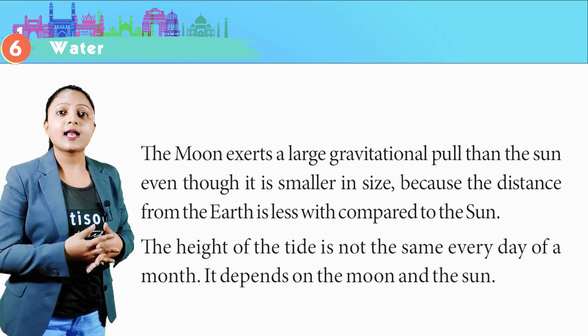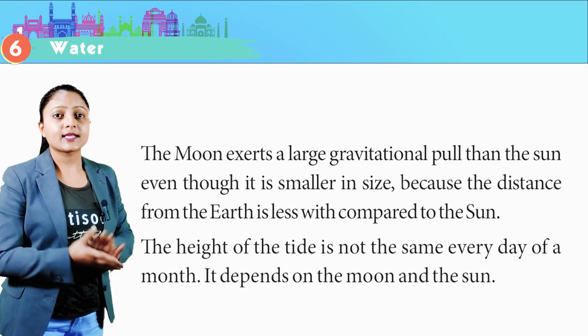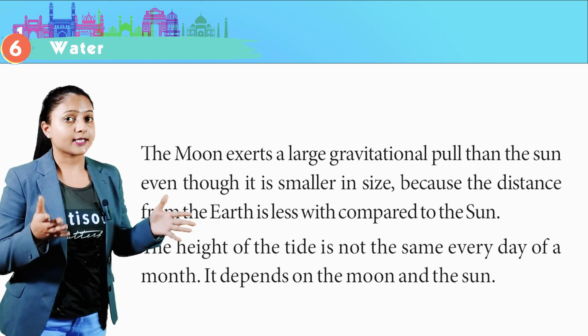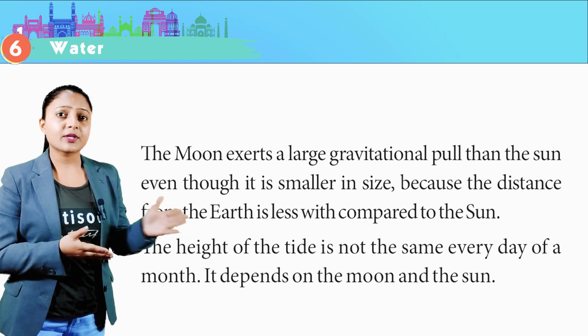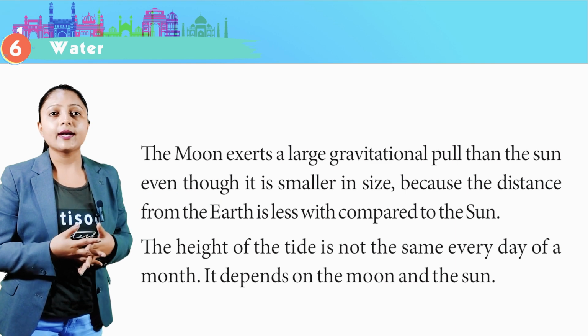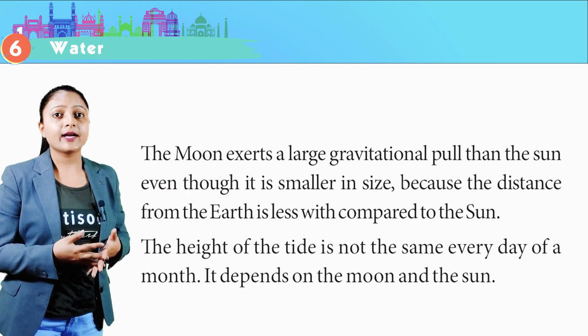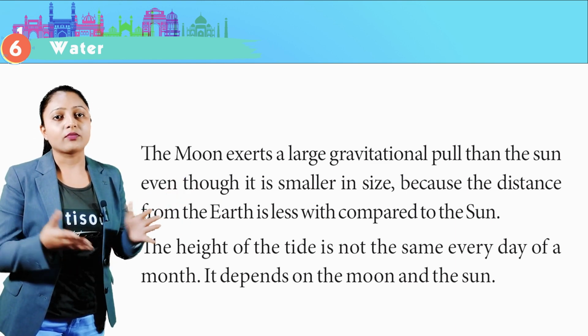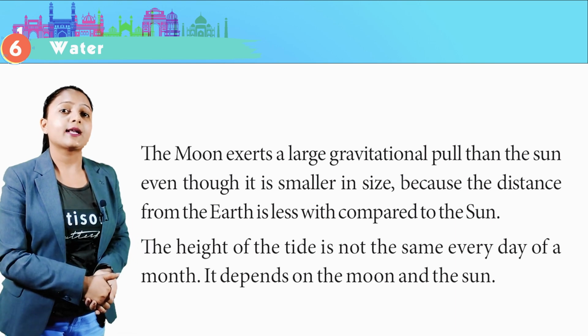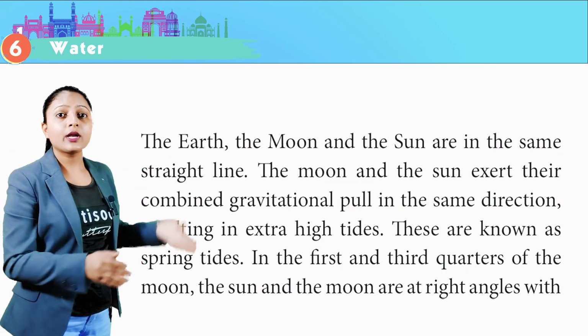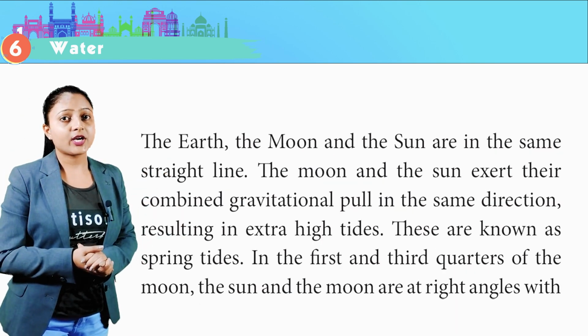The moon exerts a larger gravitational pull than the sun, even though it is smaller in size, because its distance from the earth is less compared to the sun. The height of the tide is not the same every day of the month. It depends on the moon and the sun. The earth, the moon and the sun are in the same straight line.